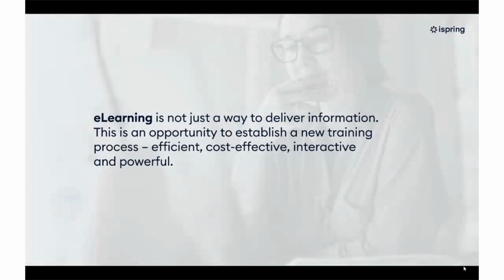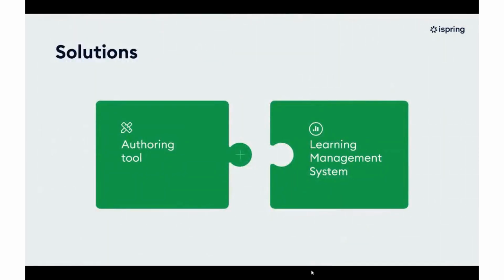E-learning is not just a way to deliver information. It's an opportunity to establish a new training process that is efficient, cost-effective, interactive, and powerful. E-learning solutions include the authoring tool for creating online courses and quizzes and the learning management system. An e-learning authoring tool is a software program that enables users to create learning content, lessons, and courses using text, media, and interactions. An LMS, on the other hand, is a software application that allows you to manage the learning process, host courses and documentation, manage and automate learning programs, track different kinds of data, generate reports, and much more.